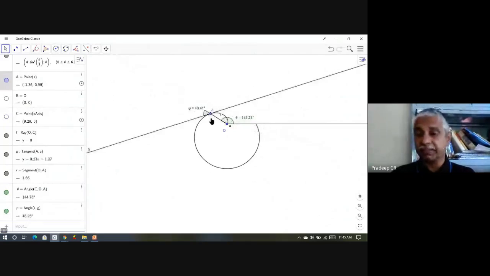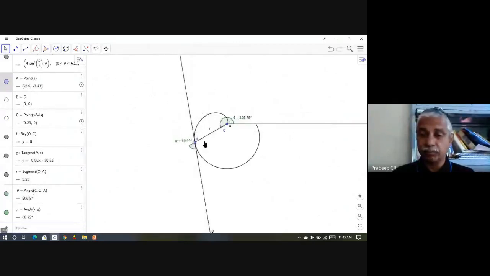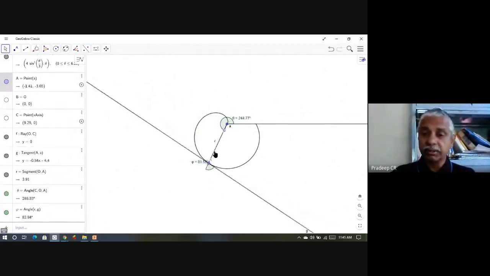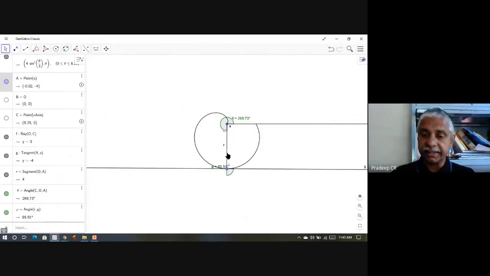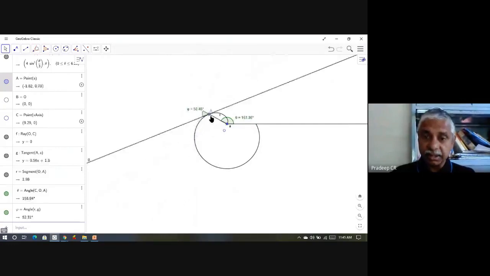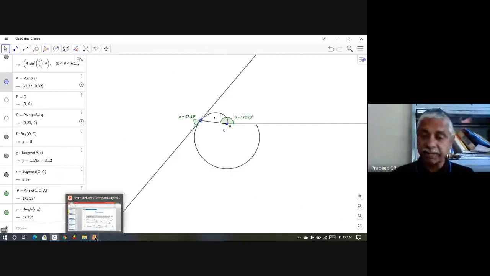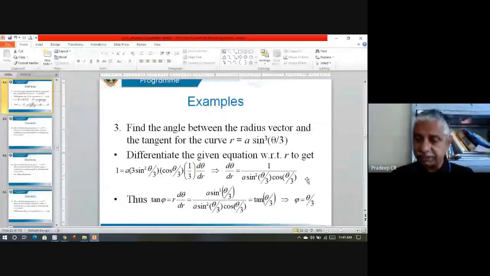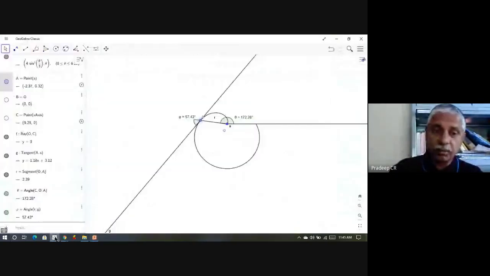So you can see that phi is always theta by 3, always. Any angle, means you move on this curve wherever you want. If theta is 270, then obviously phi is 90. Correct? You can see all those things. So all that we have done is, I just want you to understand geometrically what we are doing. It's the relation between phi, r and theta. It so happens r is immaterial in this. I mean, it doesn't show up in the final expression of phi in terms of theta, and it is theta by 3.